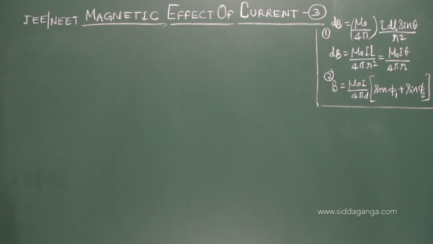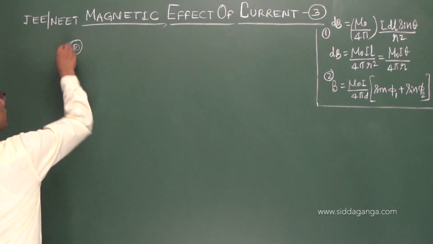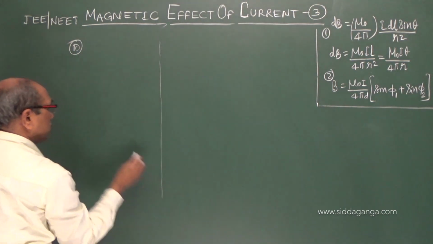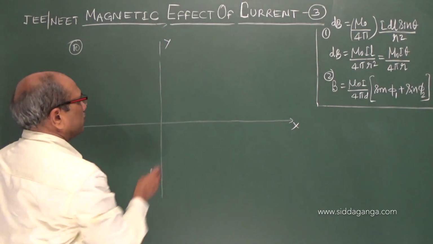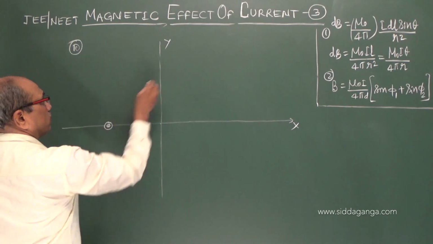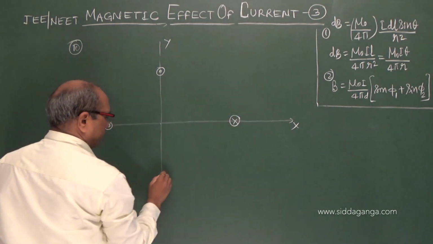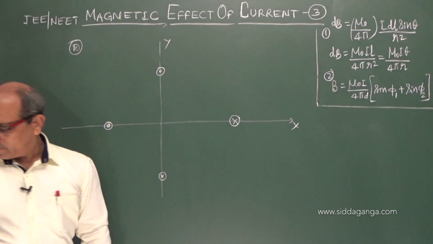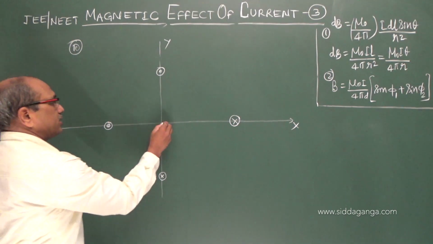So let us take another example in which the magnetic field is becoming 0. The plane, if you take x, y, center. So these are the wires carrying the current. You want to find the field. Let us find the field at the center O for this.